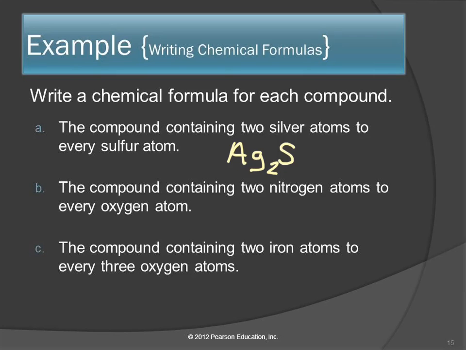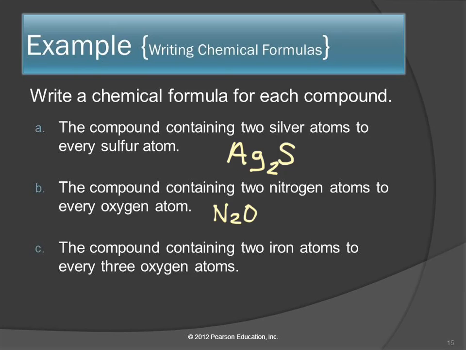How about B, the compound containing 2 nitrogen atoms to every oxygen atom? What's the formula? N2O. That's kind of dumb because that was the example on the previous page. So I should fix that, but it's not going to happen.